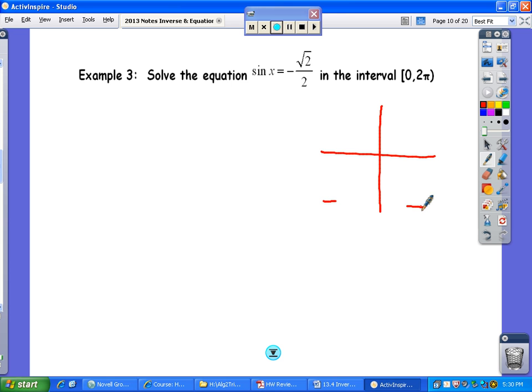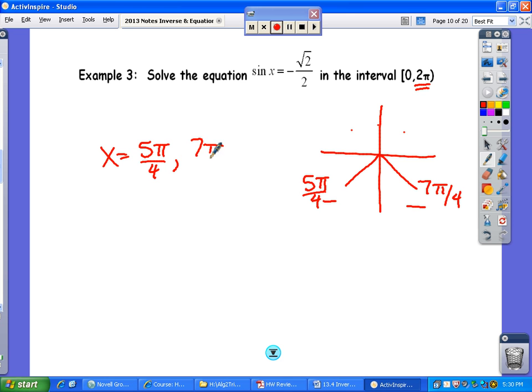45. So we want to know what is the 45 degree measure in the third quadrant and in the fourth quadrant. All right, so 1, 2, 3, 4, 5. This is 5 pi over 4, and this is 7 pi over 4. Since this is in radians, we want our answer in radians. So we're going to have two answers. x is equal to 5 pi over 4 and 7 pi over 4.